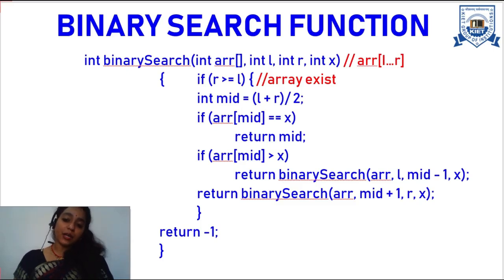Why we are not taking mid? Because we have already compared with the middle index location and it does not match. That's why we are taking mid minus 1, or lower bound will be updating with mid plus 1. Upper bound will be same, element search will be same.